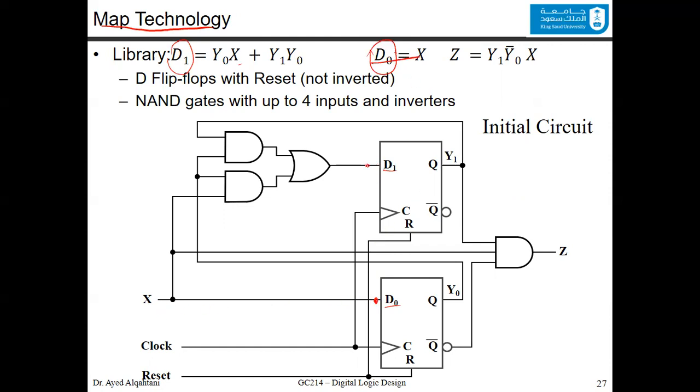The next state for D1 is the 2 terms, 2 ANDs with an OR. This is the OR. The first one being Y0X, and the second one being Y0, Y1. So, for example, this one is Y1. You can see that this is Y1, and this one is Y0. So this one is this, and this one here is X and Y0.